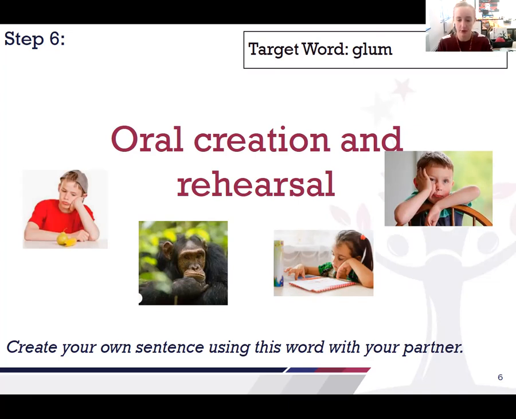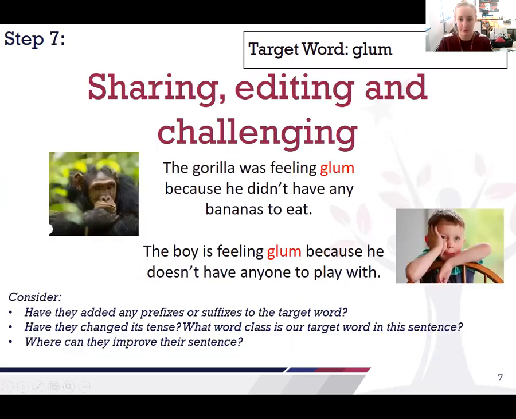Fabulous. If you need to keep it paused, but I'm going to show you my sentences now. So here, these are a couple of sentences that I used and created from the pictures that I chose off the previous screen. So I've used the one about the gorilla, and I said that the gorilla was feeling glum because he didn't have any bananas to eat. Oh dear, so he's feeling a bit miserable, a bit sad because he didn't have any bananas to eat. And that was in the past tense, okay, because I've said he was feeling.